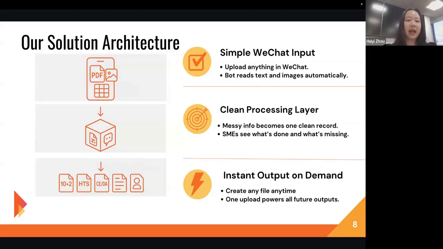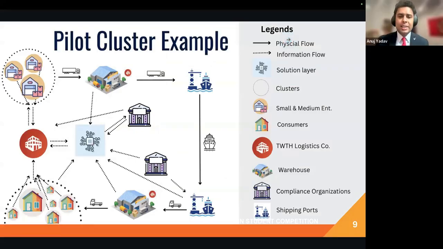The TWTH processing layer then cleans up the inputs into a clear, consistent record that shows what is complete or missing. When standardized, TWTH can instantly generate any formats: tables, documents, or reports. SMEs upload once, and TWTH handles all future versions. Let's see the idea in action.